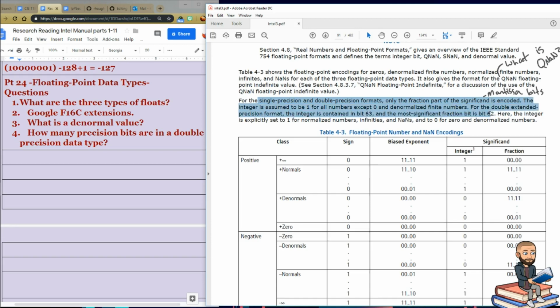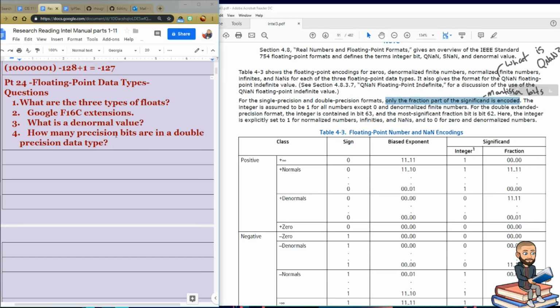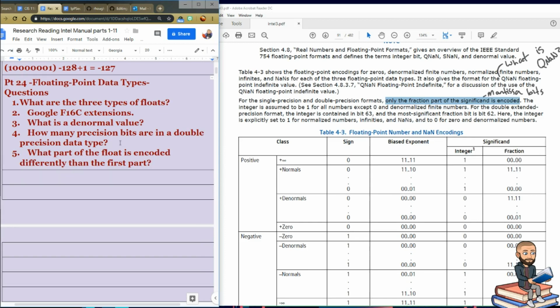The integer is assumed to be 1 for all numbers except 0 and denormalized finite numbers. For the double extended precision format, the integer is contained in bit 63, and the most significant fraction bit is bit 62. Here, the integer is explicitly set to 1 for normalized numbers, infinities, and NaNs, and to 0 for 0 and denormalized numbers. So what stood out to me on this was only the fraction part of the significand is encoded. I feel this question's kind of rough, but let's give it a try anyways.